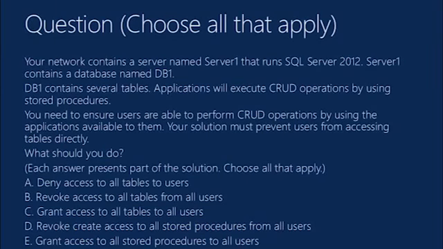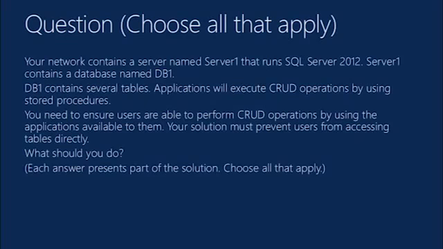So let's take a look at our tables. We've got deny, revoke, and grant. And the part that worries me is that deny access, because deny, of course, overrides allow, so I'm going to get rid of that. Grant would give them access, so again, we're going to get rid of that. I'm going to go with revoke. Okay, so there's one. Let's go down to the bottom. Revoke, create access to stored procedures for all users. Grant access to all servers. I think it's going to be grant. So I'm going to go, let's see, drum roll please, with B and E.